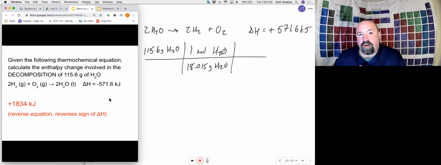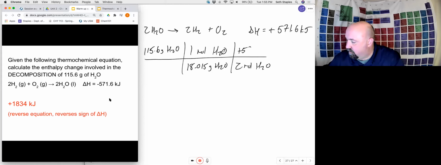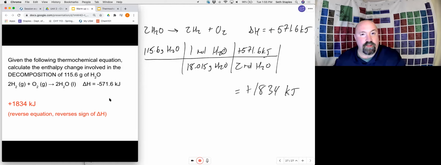Now, though, in our step of actually using the energy, we also have to recognize that the 571.6 kilojoules of energy is from 2 moles of H2O from our balanced equation. And so that has to be reflected in our conversion factor here. 2 moles of H2O for the positive 571.6 kilojoules of energy. And so then we plug that in, including that 2, to get our positive 1834 kilojoules.